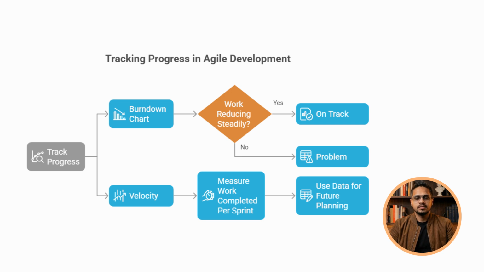Number one is the burn down chart. The burn down chart shows remaining work versus time. If work is reducing steadily, you're on track. If not, there's a problem. And number two is the velocity. Velocity basically measures how much work the team completes per sprint. And this data is then used for future planning and capacity estimation.